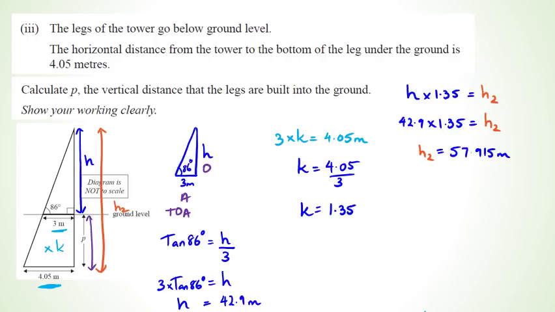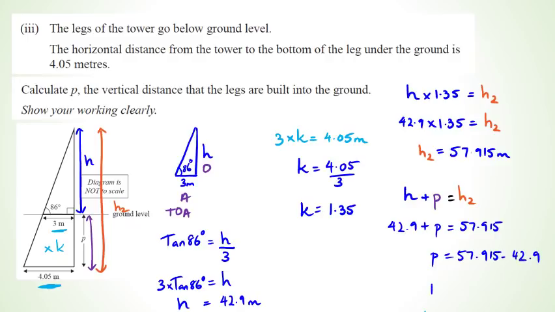So now I could actually figure out what P is, because P is that distance there. You can see that H, the blue part, plus P, the purple line, should equal H2, the orange line. So if I substitute the values, I get 42.9 plus P equals 57.915, which means P is equal to 57.915 minus 42.9, so P is equal to 15.02 meters.